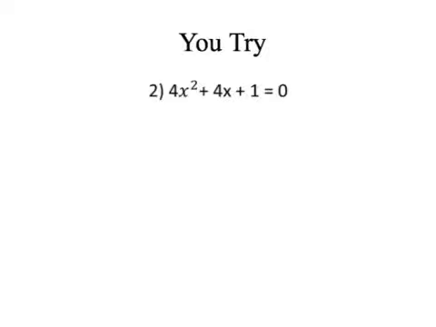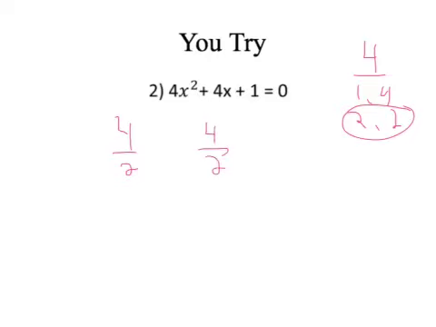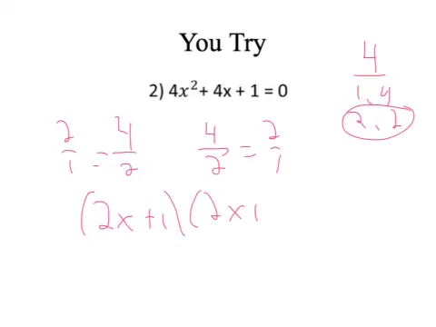So once again, do first times last. 4 times 1 is 4. Factors are 1 and 4, 2 and 2. Everything's positive, so we want the 2's. We would have 4 over 2 and 4 over 2, and they both reduce to 2 over 1, which would give me 2x plus 1 and 2x plus 1 is equal to 0.